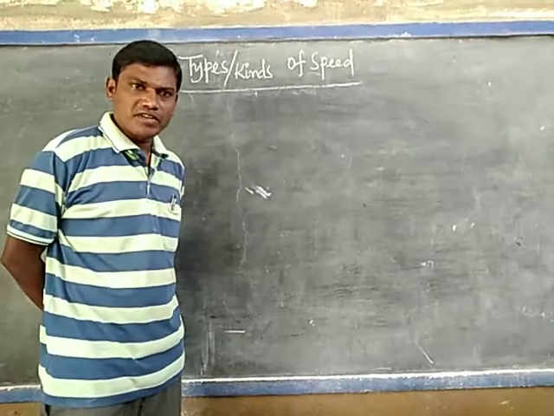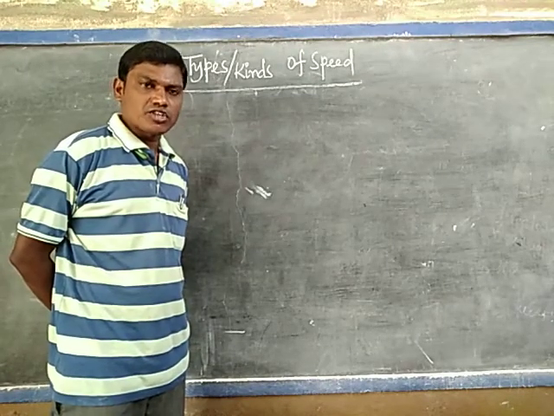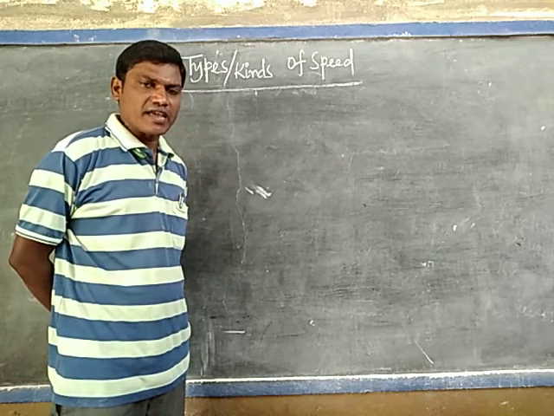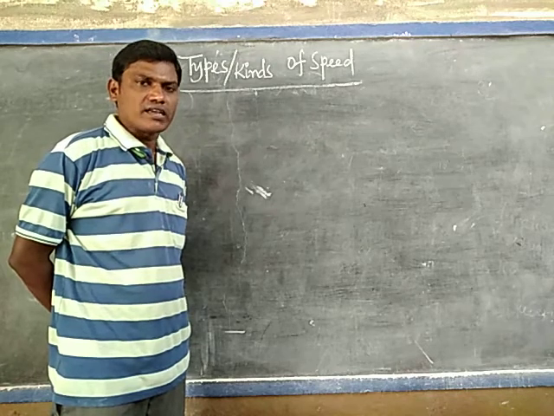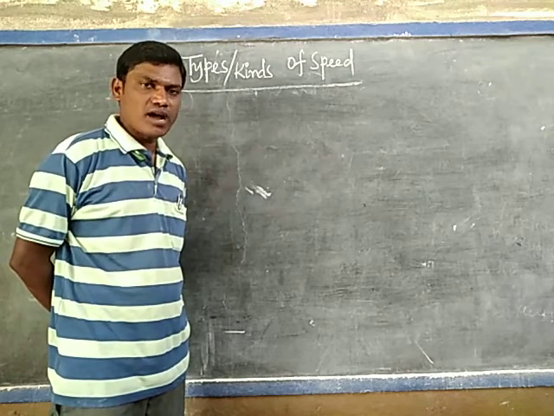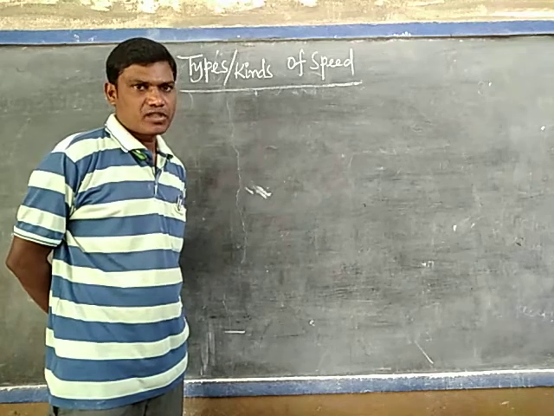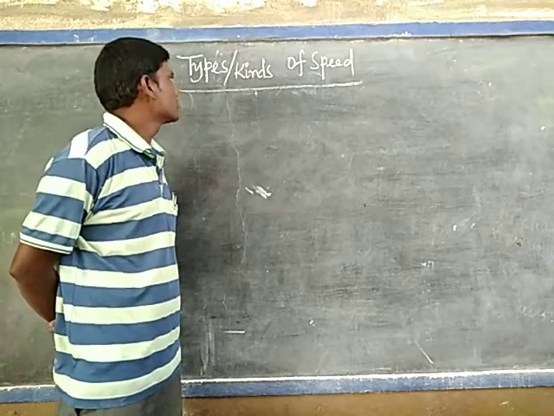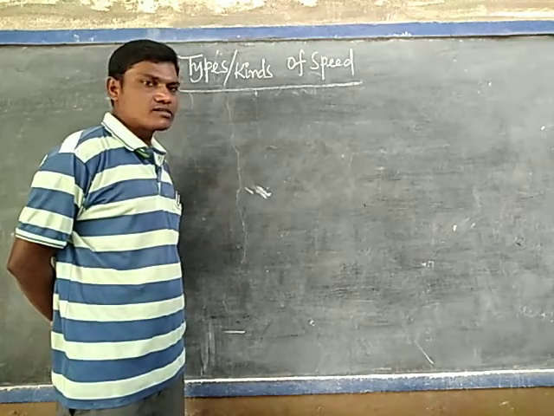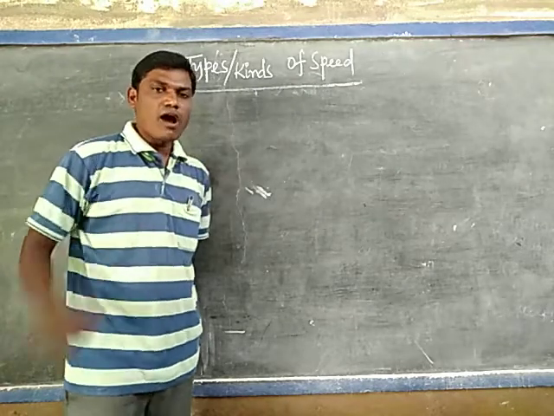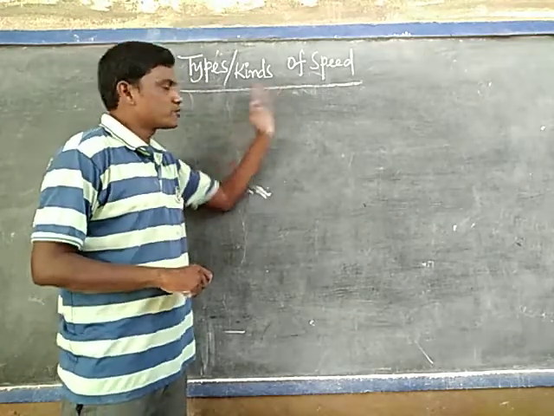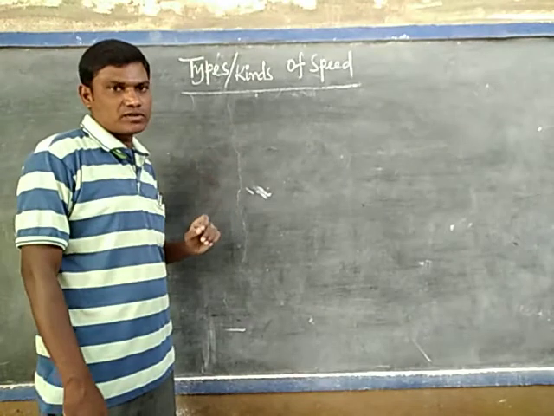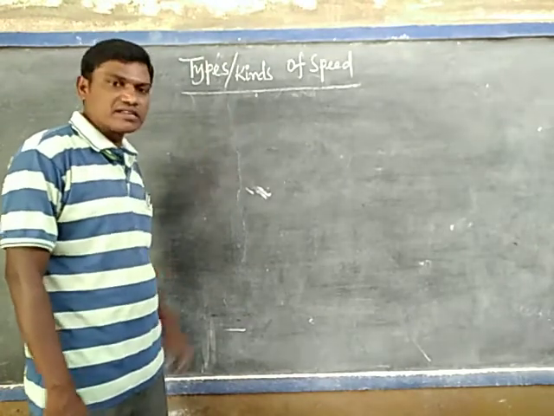So, in the past video, in the chapter of motion, I clearly explained what is speed and what are the units of speed. Now in this video I would like to explain what are the types or kinds of speed, with suitable examples for your understanding.